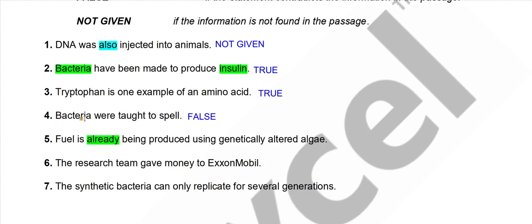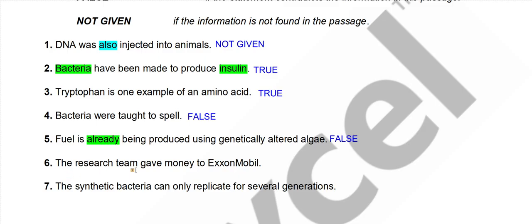But the question is saying "already producing"? No, we will be able to produce if that's the case, but it will happen in the future. It is not the case right now, at present, so the answer should be false. Moving forward to the next question, the sixth.